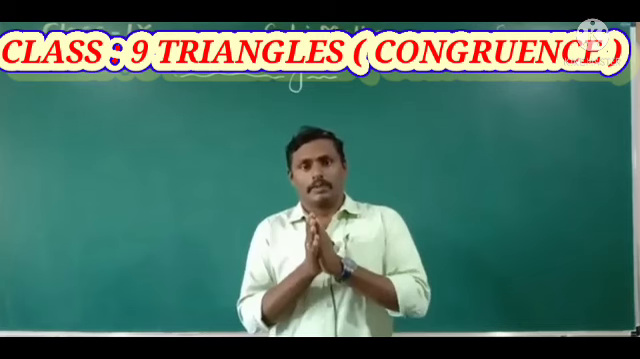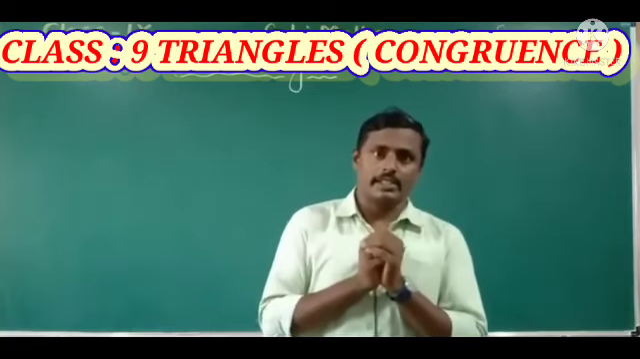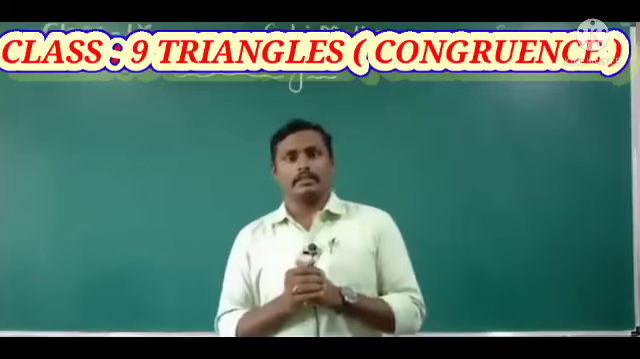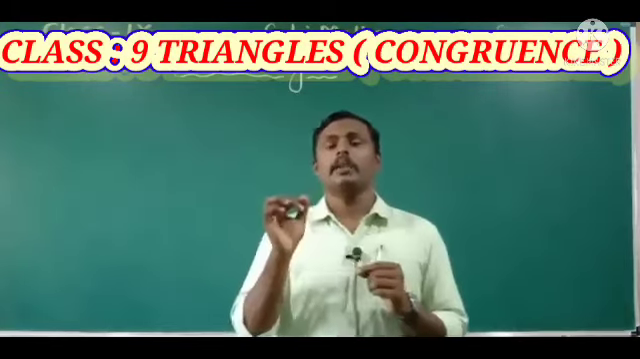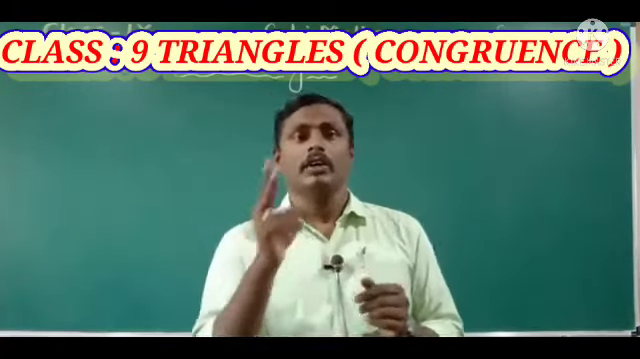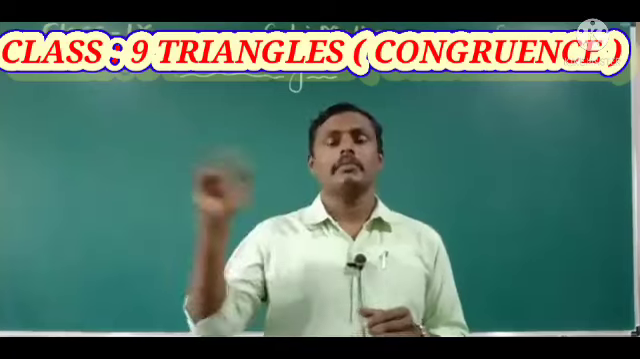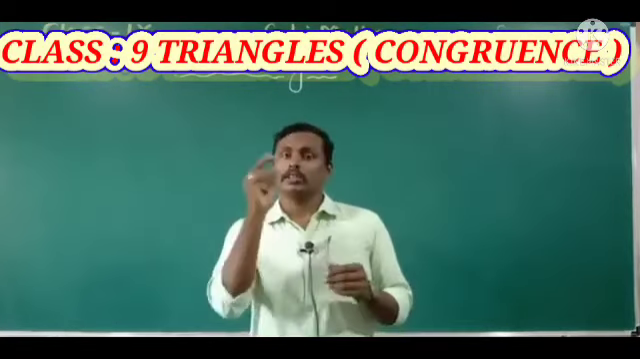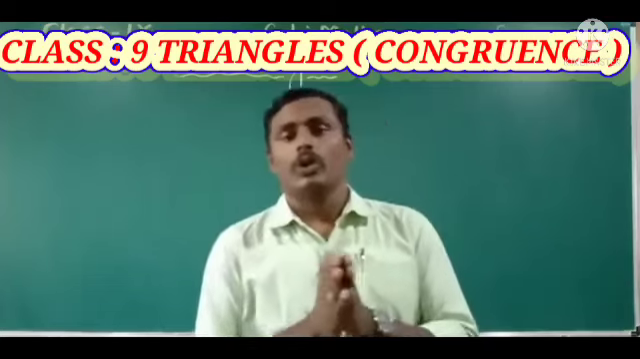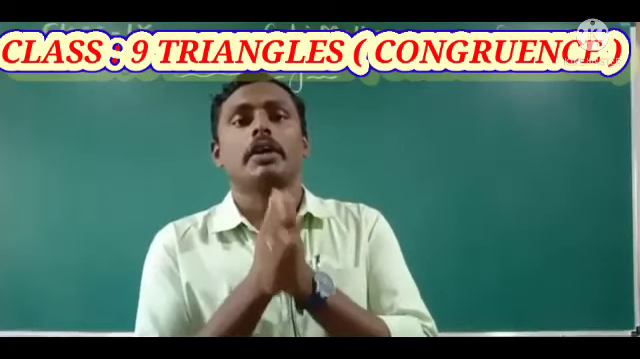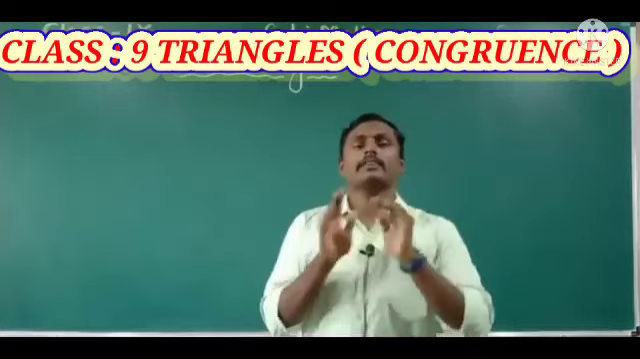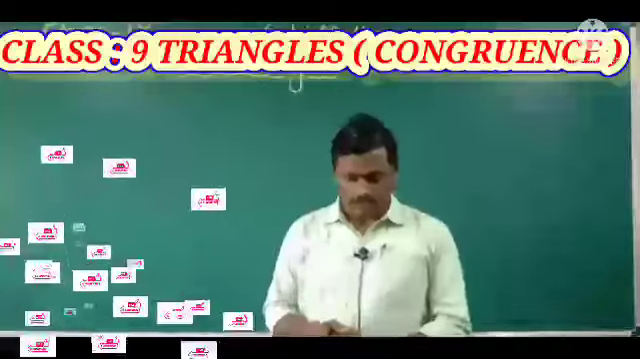For example, two equilateral triangles with the same length of the sides, or two circles with the same radii, or two line segments having equal lengths, right? So these are some examples related to congruence.